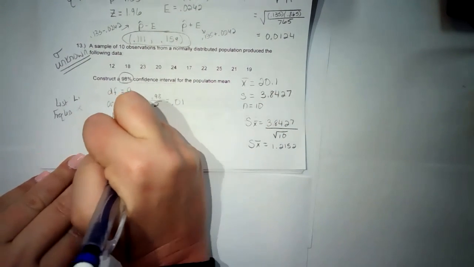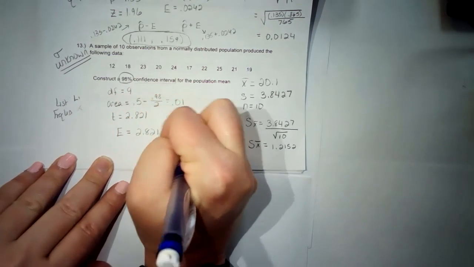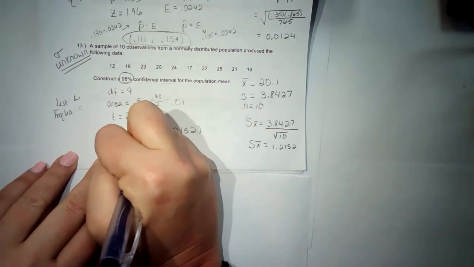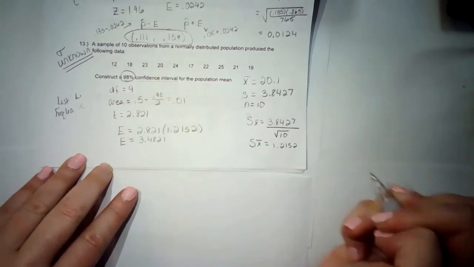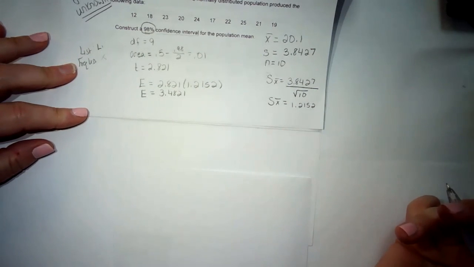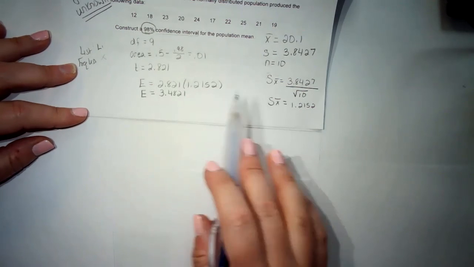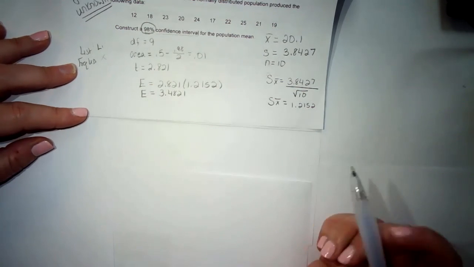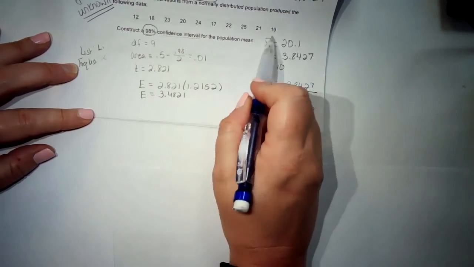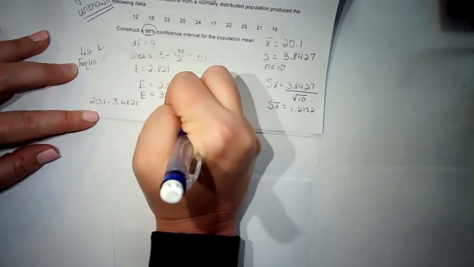All right, my margin of error is going to be T times this 1.2152. And I get a margin of error of 3.4821. I don't know why I took it out so far, but I did. Everyone okay with that? So we found T, and then I found S of X, and then I multiplied them together. That gives you your margin of error. Now you're ready to take your X bar and subtract your margin of error and take your X bar and add your margin of error.